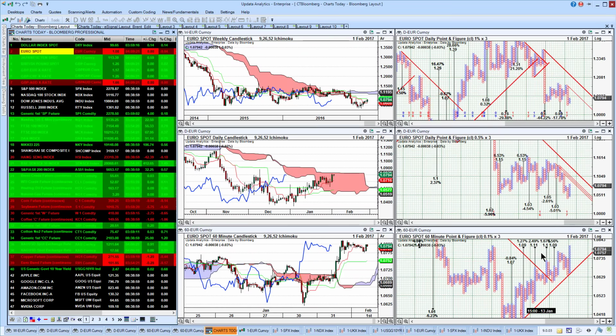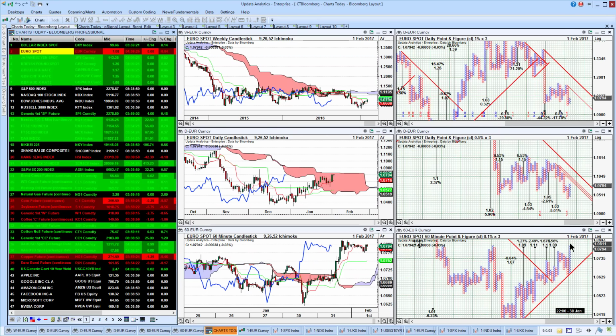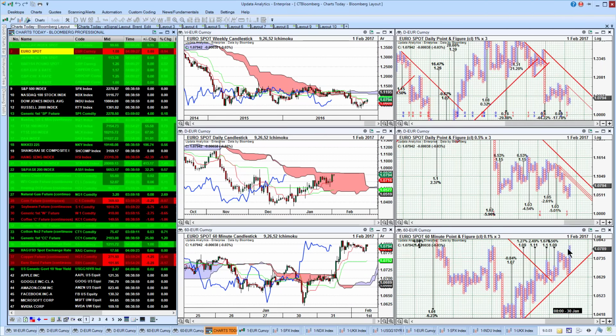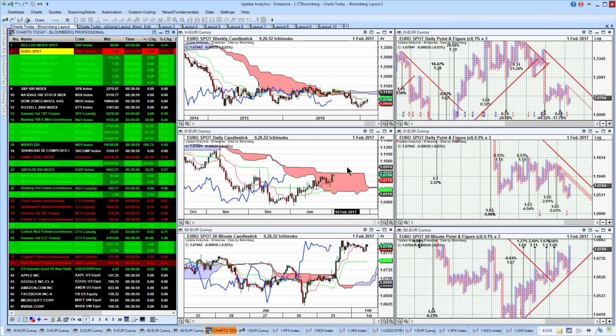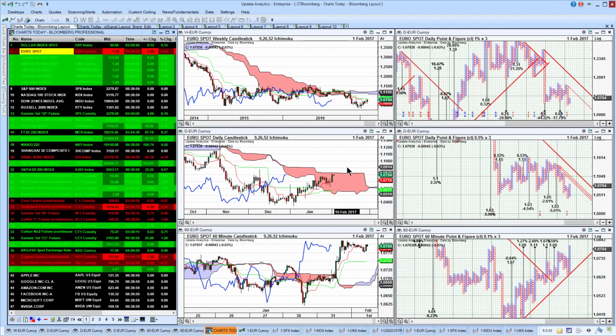But again, conversely to the dollar, we've got a lot of short-term upside targets, and a new thrust target will come off this bounce-off support. So short-term, euro bullish, dollar bearish, but that's short term. Long term, it's the other way around.